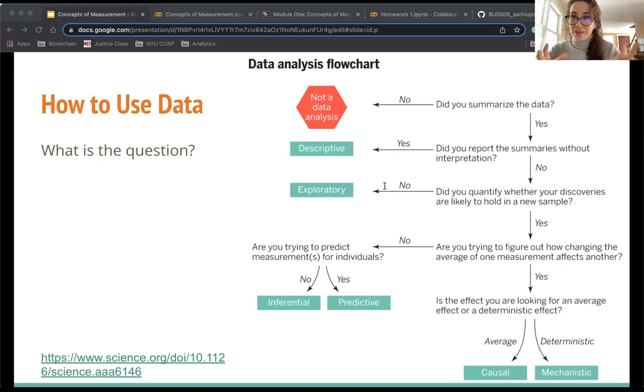And throughout our class, you'll see the cadence. We start with understanding descriptive statistics. We'll get into exploratory, talk about inferential and predictive. All these things really build up on the foundation of the latter one.